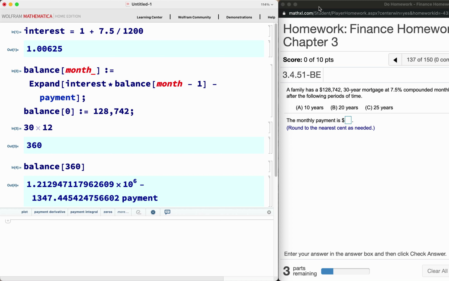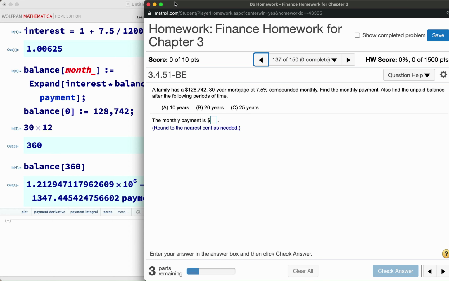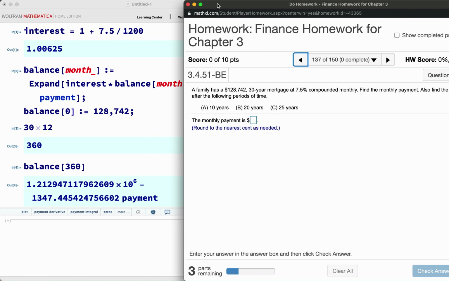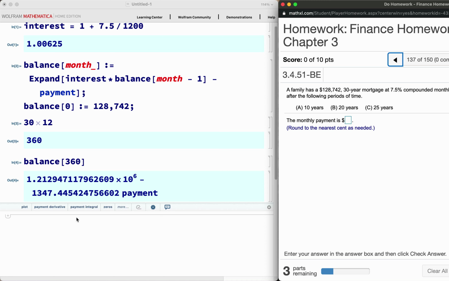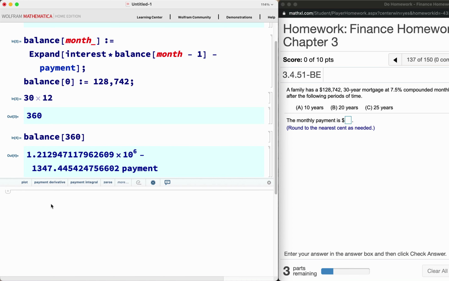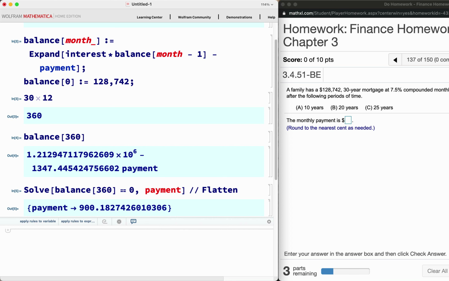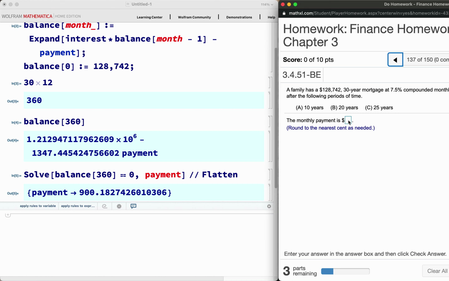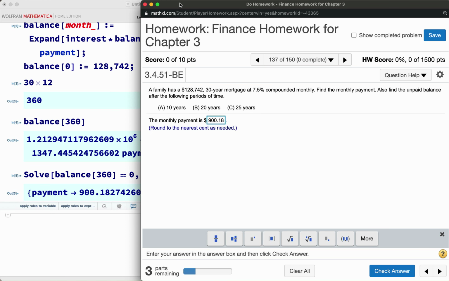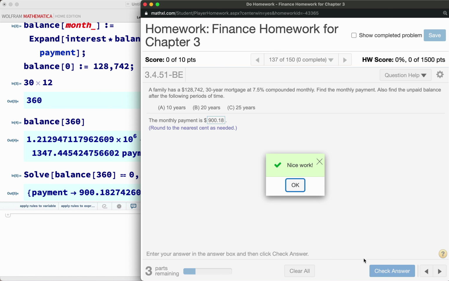I just want to see one thing very quickly. Find the monthly payments, also find the unpaid balance. Okay, so my balance after 360 months is going to have to be $0. So solve balance 360 equal to 0. What is my payment? So my actual payment is going to be $900.18. Round to the nearest cent as needed. And let's see if that's correct. Okay, that is correct.